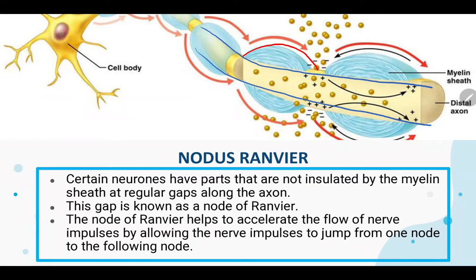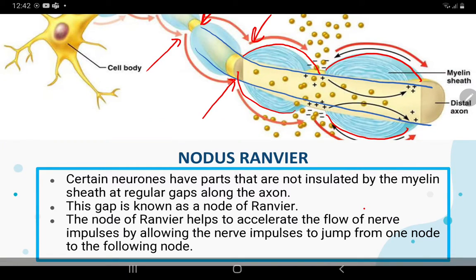And the blue one here is the myelin sheath. Okay, the nodes of Ranvier is referring to the gap here. Okay, let's look at the explanation. Certain neurons have parts that are not insulated by the myelin sheath at regular gaps along the axon, and this gap is known as node of Ranvier.